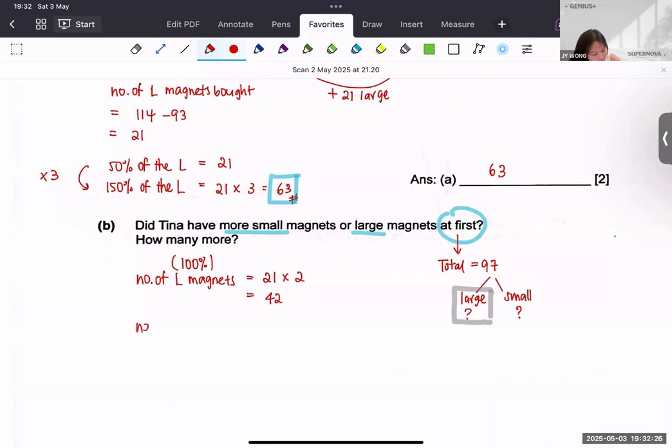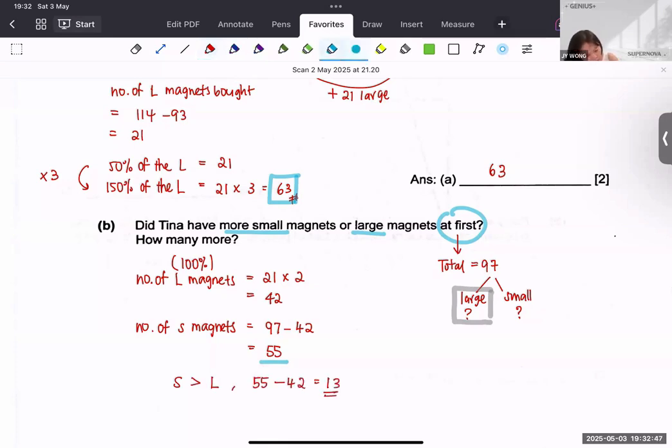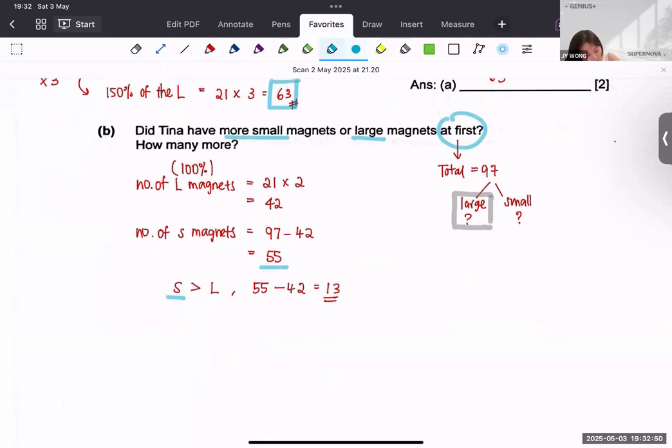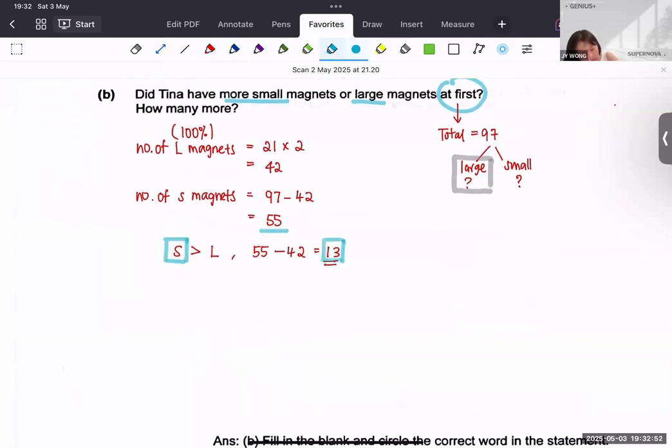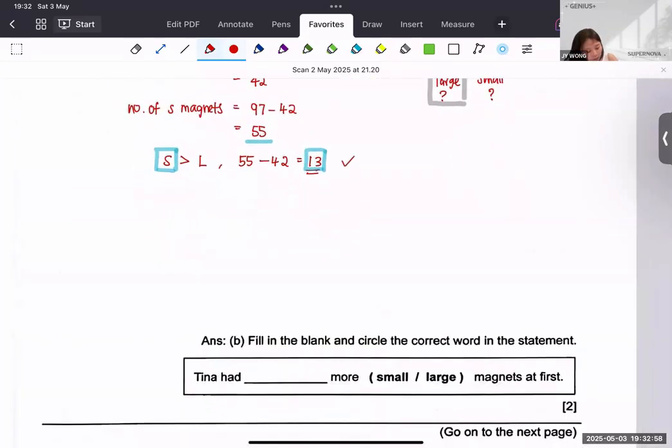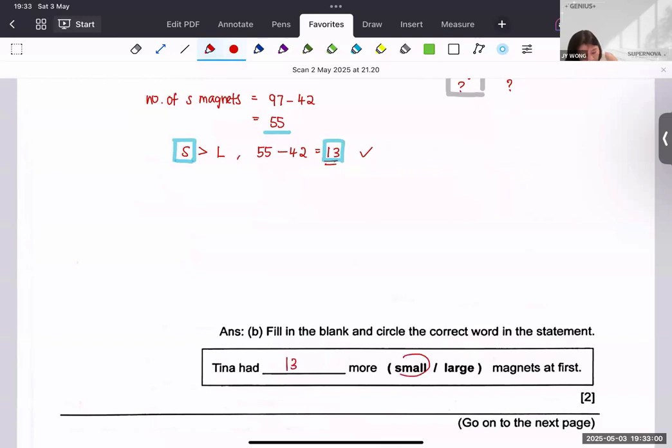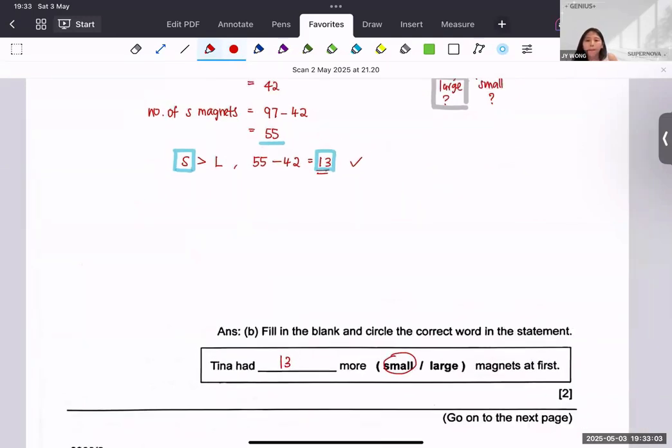After you find the number of large Manex, you can find the number of small Manex too. How? Take the total minus 42, you get 55. So which one has more? Of course, small is more than the large Manex. And how many more? 55 minus 42 is 13 more. So those who chose small, and then you got 13, your answer is correct. So please fill in the blanks: had 13 more small Manex at first.